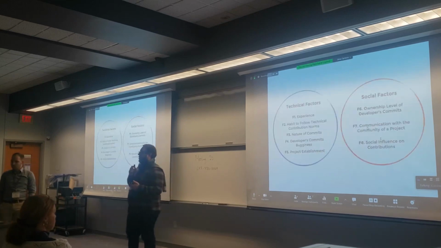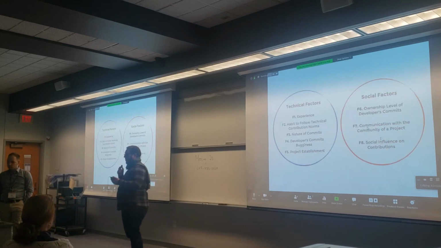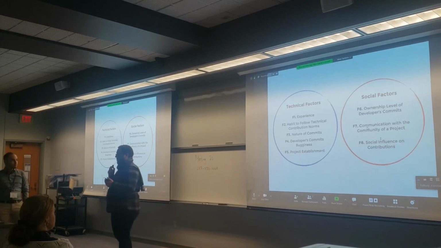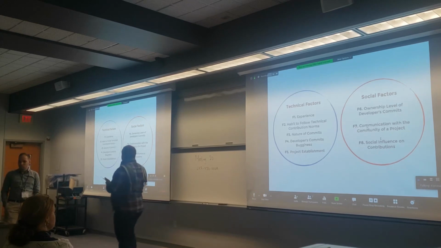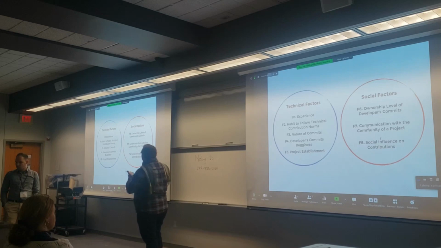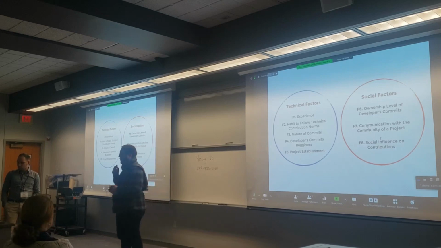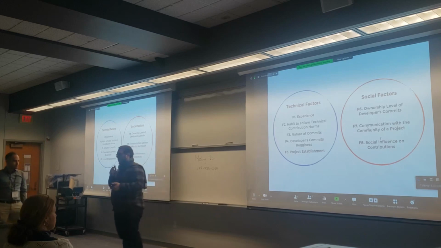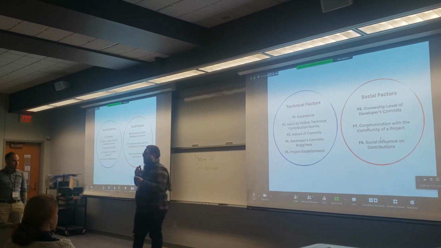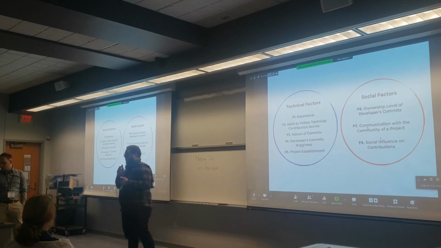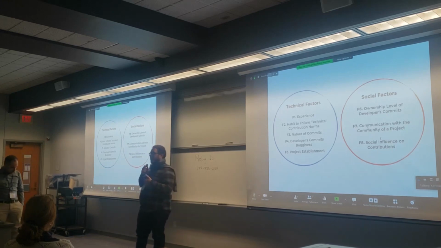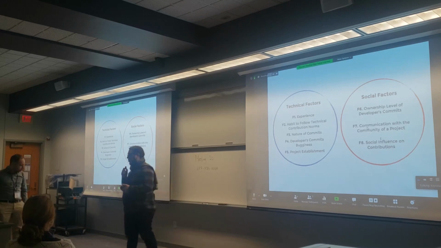To answer those questions, we look at two kinds of factors, technical factors and social factors. Among the technical factors, we have whether commits follow technical contribution norms, like committing small files and few changes to facilitate the code reviewer. We also look at the nature of the commits, whether they are engineering maintenance ones, and the project establishment, that is, the age of the repository, to see if it is well established in the community.